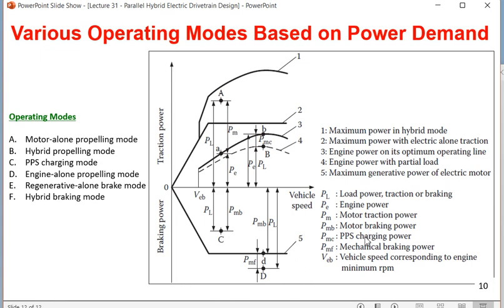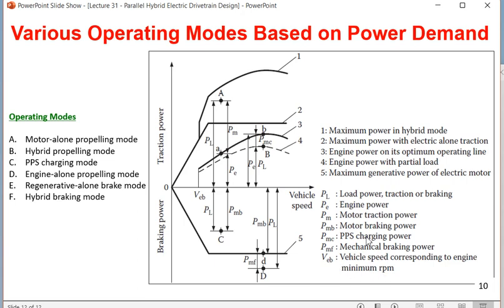PMC is the PPS charging power. This PMC can be done by the primary source, as well as by regenerative braking. PMF is the mechanical braking power. So PMB and PMF: this is electrical braking and this is mechanical braking. VEB is the vehicle speed corresponding to the engine minimum RPM.